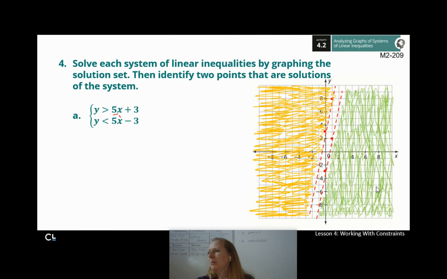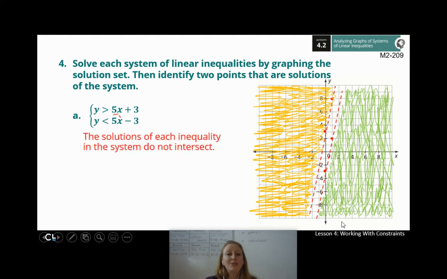Oh, wait a minute. They don't overlap. There's no intersection. So guess what, guys? No solution. That's right. The solutions of each inequality in the system don't intersect. There's no solution. What? Yeah, that just happened. Okay, fine.